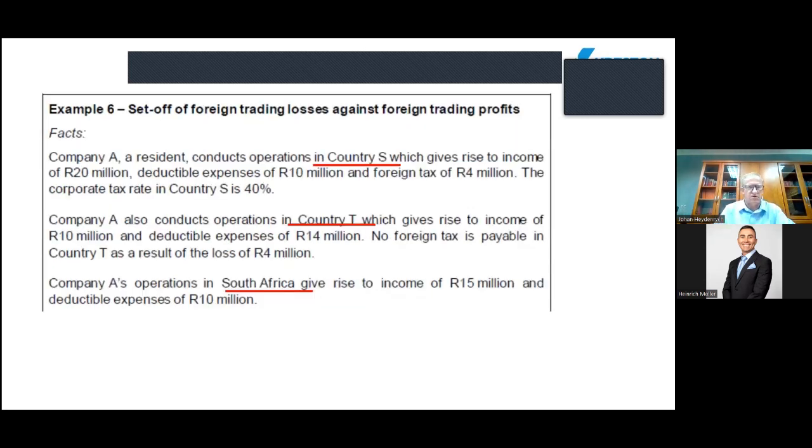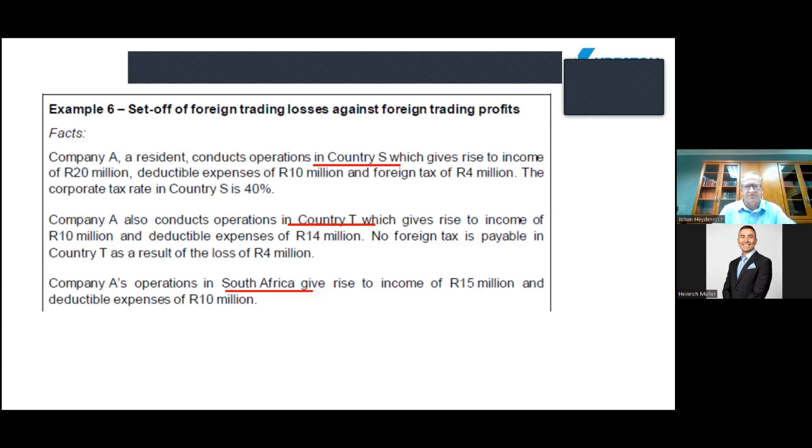Okay, interesting example. Example 6, a set off of foreign trading losses. So let's look at the example. Company A, a resident, conducts operations in country S. So now I've got 3 countries: country S, country T, and South Africa. What happens in country S?